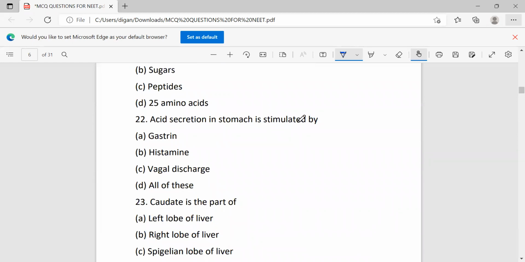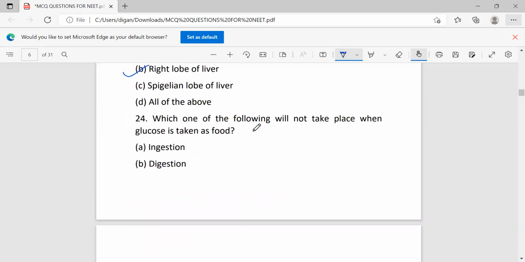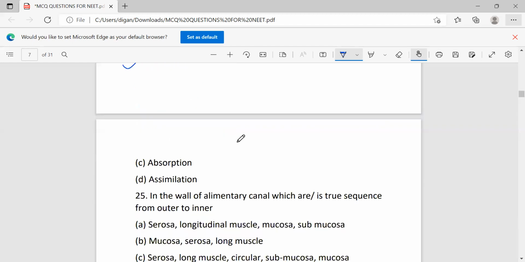Acid secretion in the stomach is stimulated by, and the correct option is D, means all of the above. Acid secretion in the stomach is stimulated by gastrin, histamine, and vagal discharge; all stimulate the stomach. So the answer is all of these. Next, question number 23: the capsule of Glisson is the part of, option is B, right lobe of liver. Then question number 24: which one of the following will not take place when glucose is taken as food? The correct option is B, that is digestion.